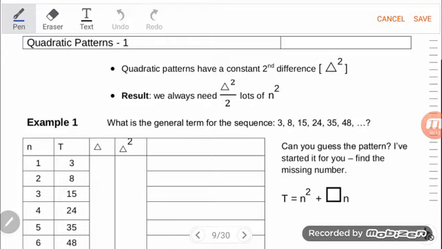So first of all, what exactly is a quadratic equation? Well, a quadratic equation is where the largest power of a variable is the power of 2. So when we've got, for example, y is equal to x squared plus x plus 1.